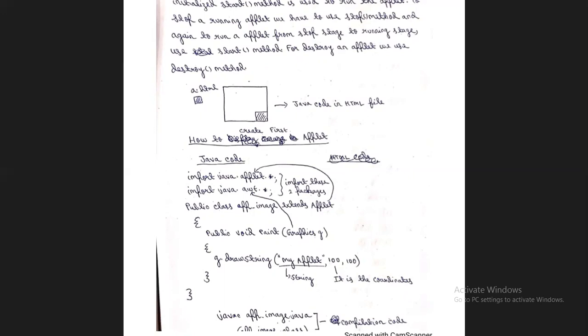So to create applet programming, we have to write 2 codes: one is Java code and one is HTML code, because this type of program is embedded in the HTML. So first we will show the Java code and how it works, then we will show how the HTML code works. First, the Java code.